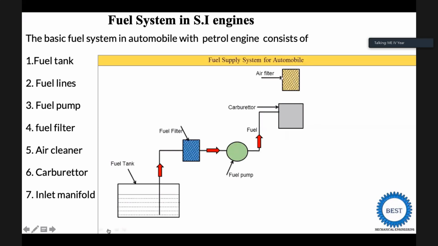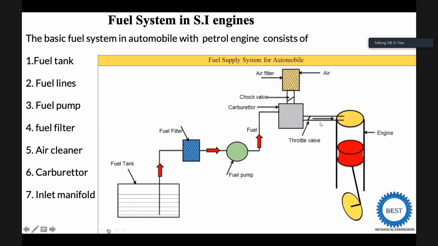So here the air filter is provided. In the air filter, air is input. The air filter generally removes the dust particles from the air, and this air is further supplied to the carburetor, and the amount of air is controlled by using the choke valve. So in a carburetor we supply two things, one is the petrol and the second one is the air, and this mixture of air and petrol is supplied to the engine. And the amount of the mixture, means amount of the charge, is controlled by using the throttle valve.